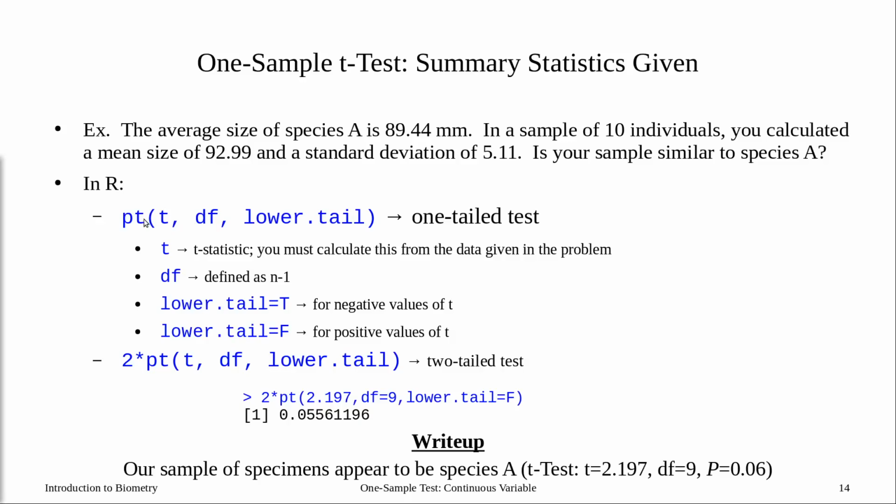If we wanted a two-tailed test, we use the same function, but multiply by 2. Why multiply by 2? Because our t-distribution is symmetric.